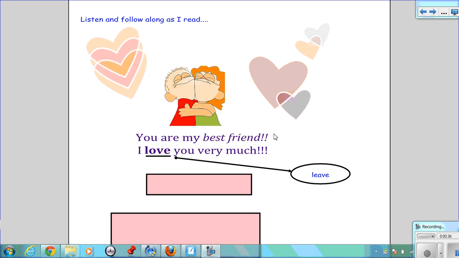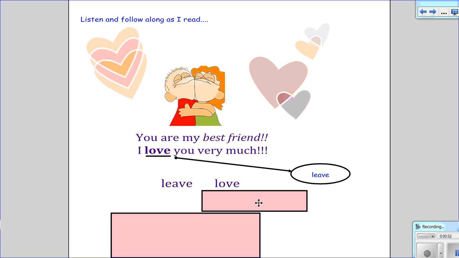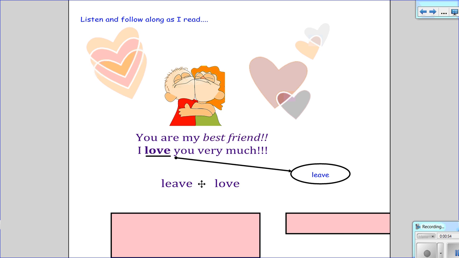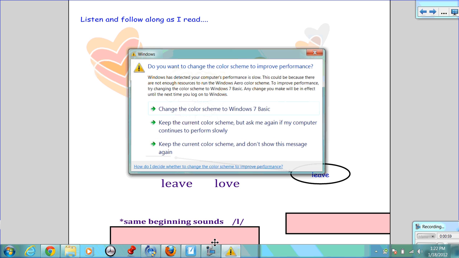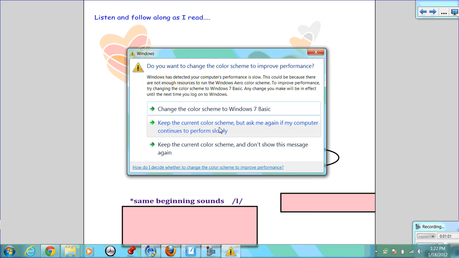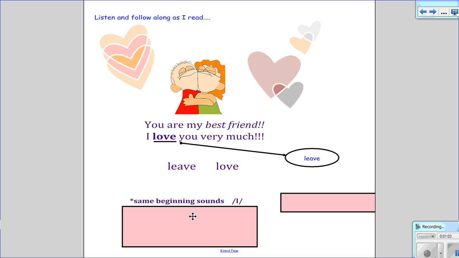You are my best friend. I leave you very much. Wait a minute. Leave? This was the word leave that I just said for this word right here. Hmm. Leave, and then that word right there. Well, let's take a look at those.